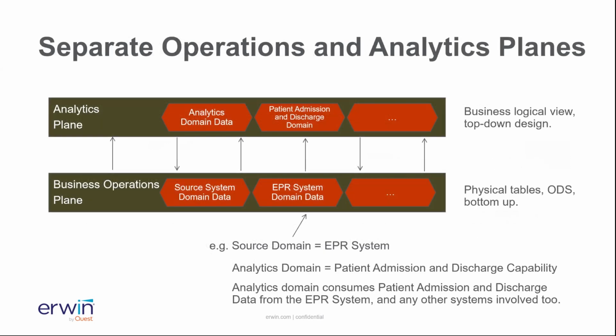So we end up with these two planes. We have the business operations plane, which is where our systems live, and we have our analytics plane where our analytics data live. And those are all divided into domains. We have system domains underneath, they're more physical. And we have analytics planes on top, fed from the operational data and used to do analytics within that domain.